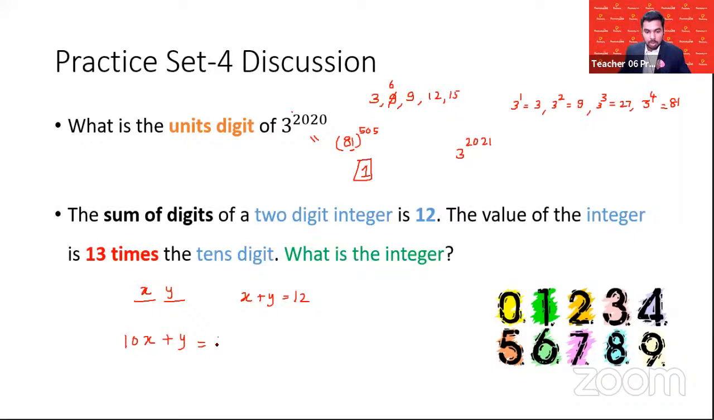Now this is given to be 13 times the tens digit, which is x. So what you're getting is y equal to 3x. So if y equal to 3x, this implies that 4x is 12, or x is going to be 3. So if x equal to 3, y equal to 9. So the number that you want to find is 39.